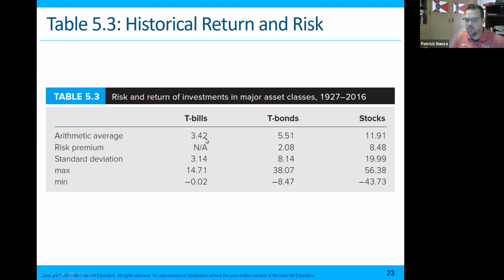So the risk-free is 3.42 in this case. 2.08 is the risk premium on a T-bond, and it's obviously rounded, but 3.42 plus 2.08 is 5.5, which roughly gives me that number there. Similarly, if you take the 3.42, again, there's a rounding issue, but 3.42 plus the risk premium 8.48, you get the stock arithmetic average of 11.91.